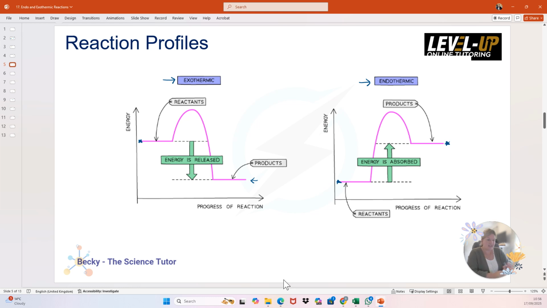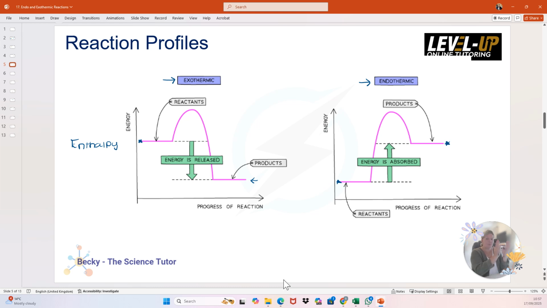So things that you need to be aware of and things that you could be asked to label onto the diagrams. On our x-axis is simply just the progress of the reaction. We're starting with the reactants, there's a bit that happens in the middle that we'll come to next, and then we get our products. Up the side on our y-axis is our energy, or sometimes you may see it termed enthalpy. Meaning the same, it's the amount of energy that's in the reactant.